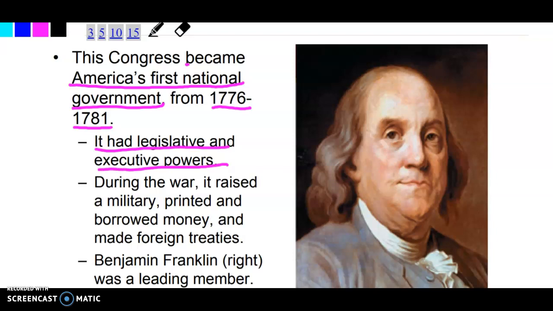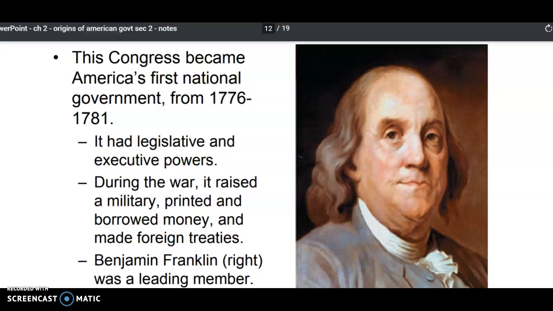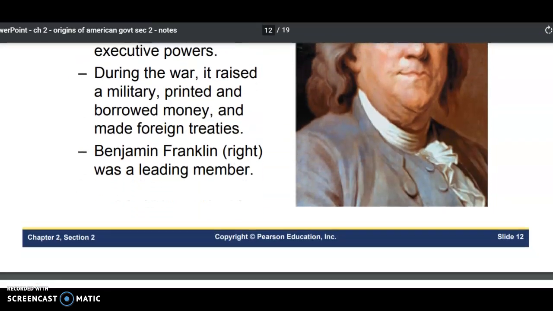During the Revolutionary War, it raised a military, printed and borrowed money, and made foreign treaties. That means that they made deals with other countries, such as France or Spain. They began to make dealings with other countries to help them fight King George and England's army. And then here's a picture of Benjamin Franklin. He was a leading member of the Second Continental Congress. He was very involved in the early beginnings of America's independence.